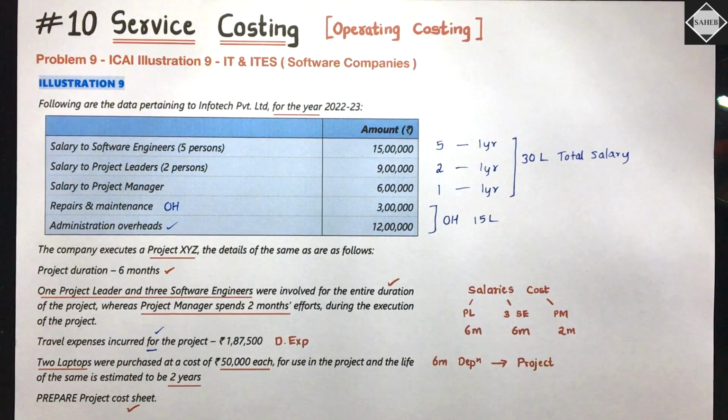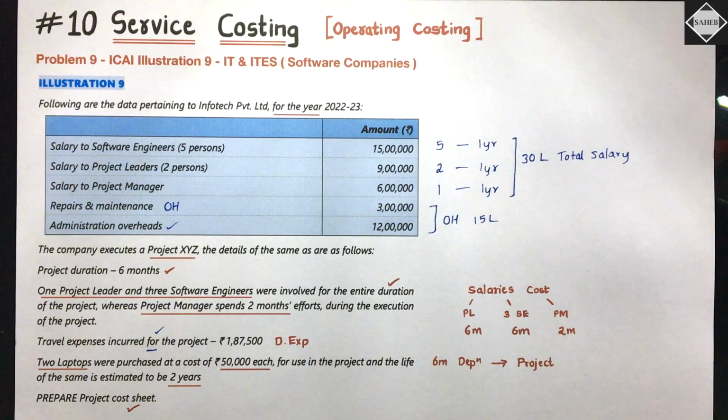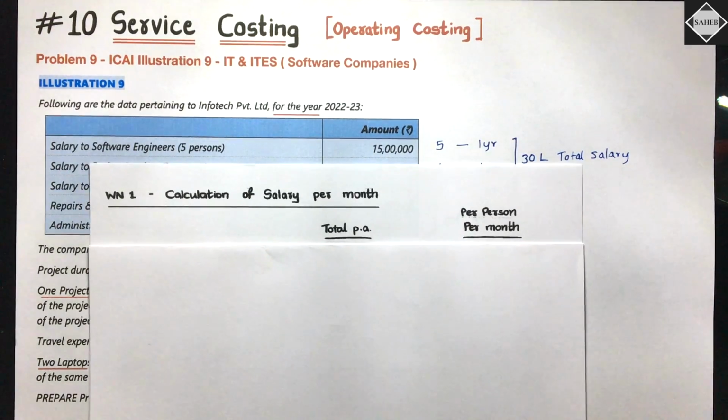Fine, we know this. But to calculate properly now, we need per month salary. Do we have per month salary over here? No. So let's calculate per month salary. It's really simple. It's not difficult. See here. I will show you how to do it. First working note. Yeah. See here. Calculation of salary per month.